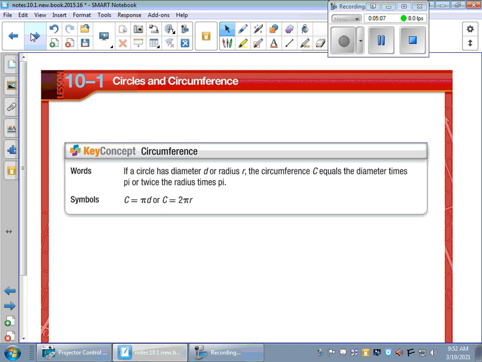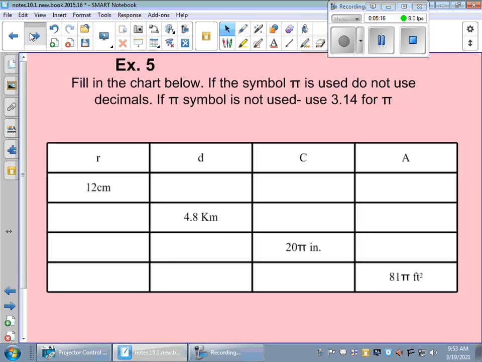This circle has a diameter and radius, so diameter times pi, or twice the radius times pi, gives the circumference. Again, these are equations that we already showed you. Same with area. So now we're applying these into a chart form. What we're trying to do here is: this is radius, this is diameter, this is circumference, which equals pi times diameter, or 2 times pi times r, and the area is pi times radius squared.